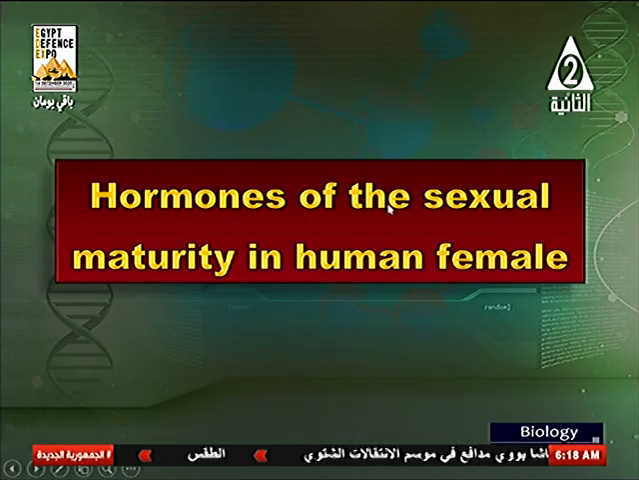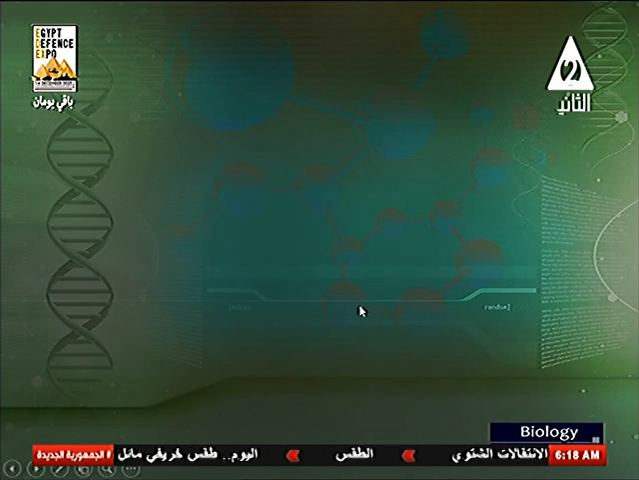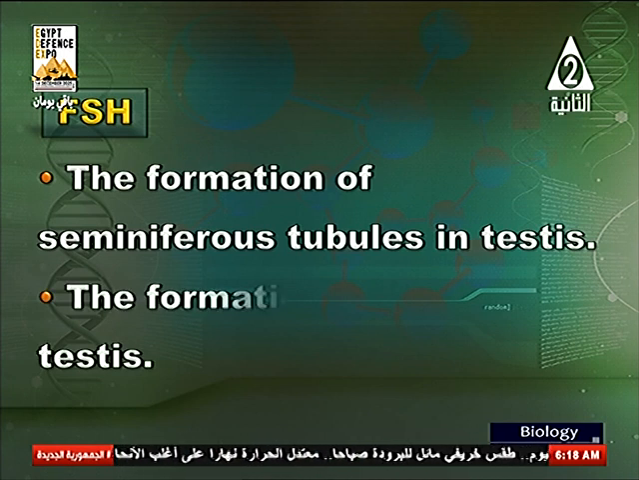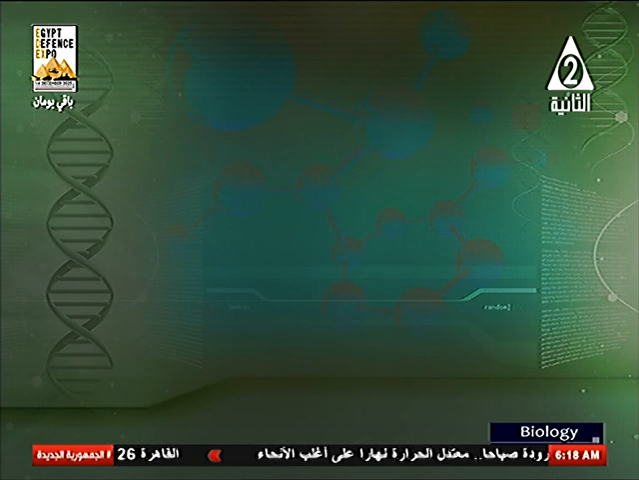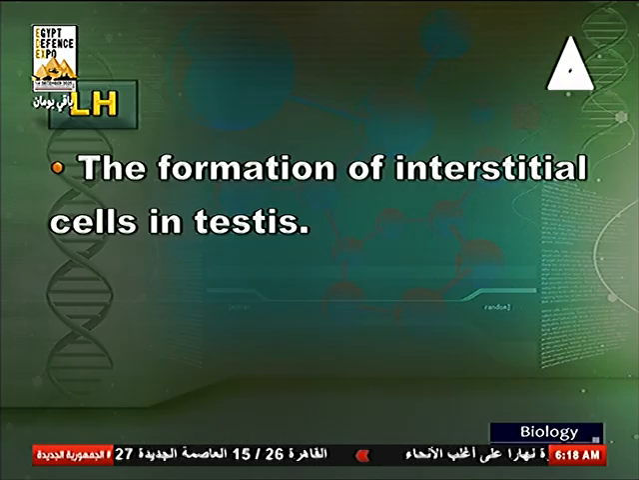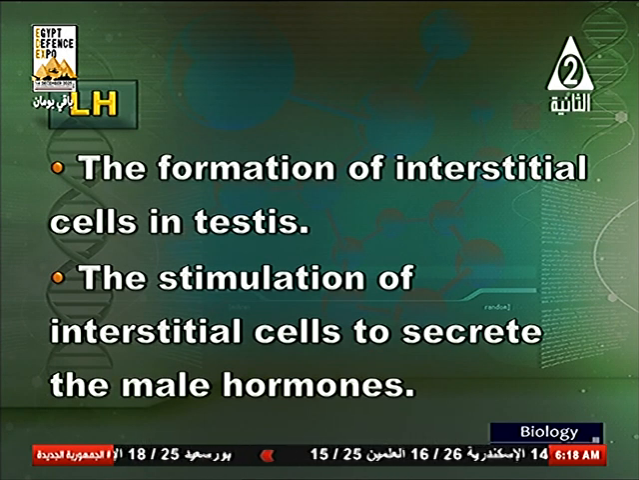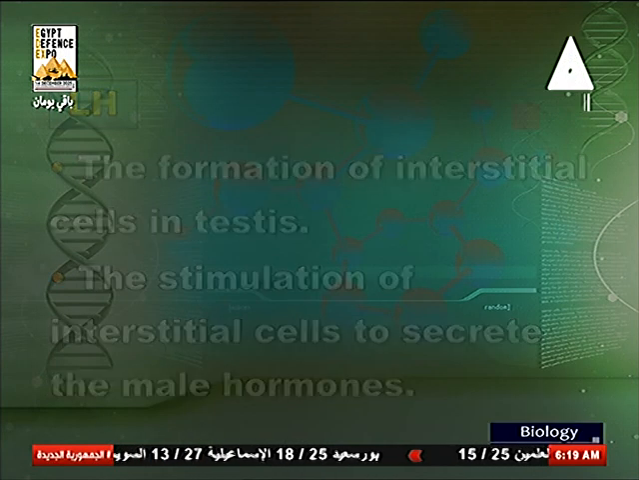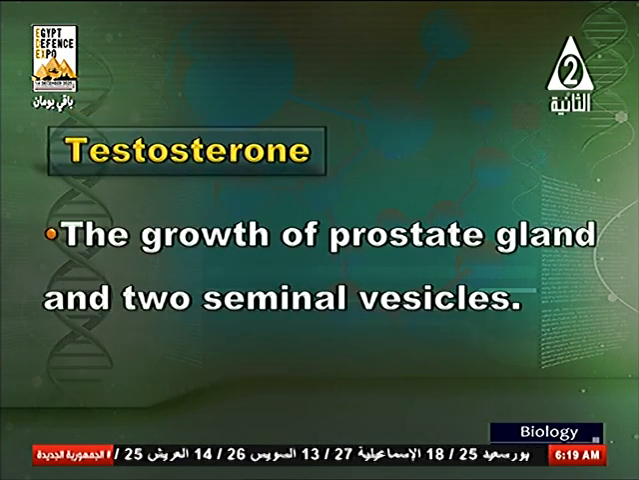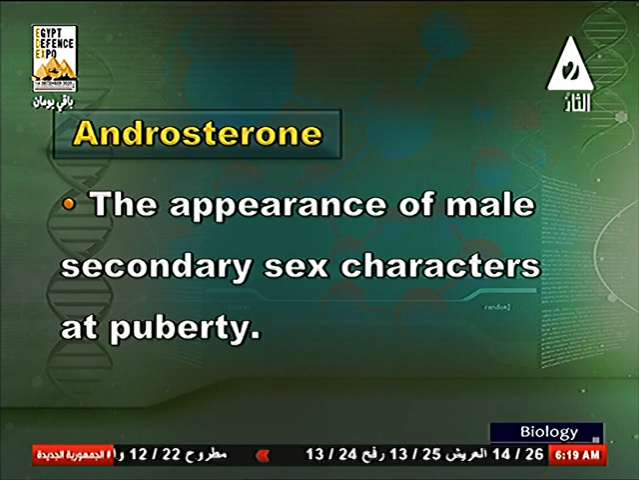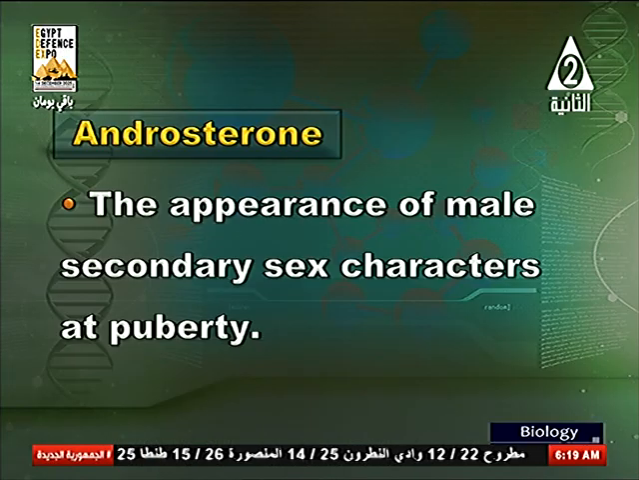Now we will study the hormones of sexual maturity in the human male. Follicle stimulating hormone stimulates the formation of seminiferous tubules in the testes, and also the formation of sperms in the testes. The second hormone, luteinizing hormone, stimulates the formation of interstitial cells also in the testes and stimulates the interstitial cells to secrete male hormones. Testosterone hormone stimulates the growth of the prostate gland and the two seminal vesicles. Androsterone hormone regulates the appearance of male secondary sex characters at puberty.